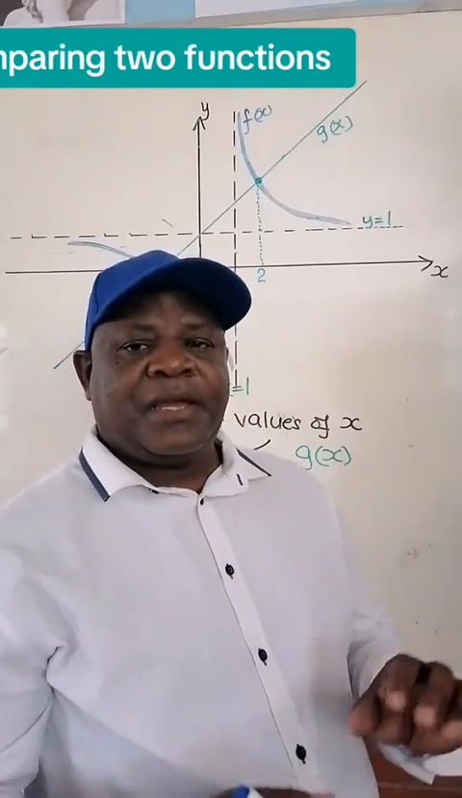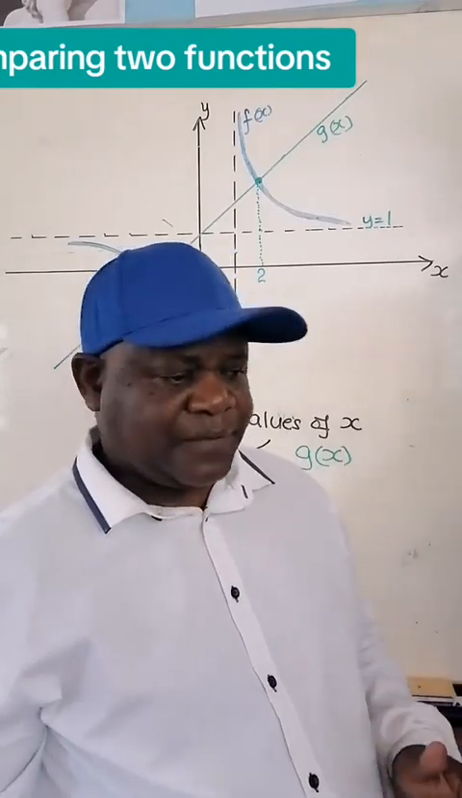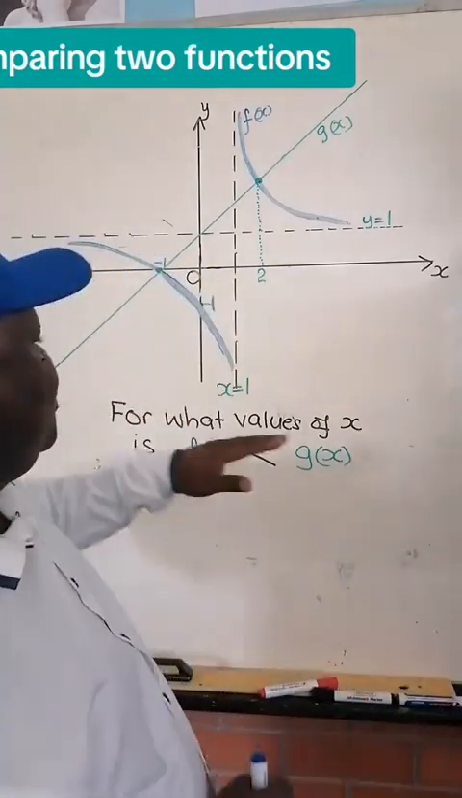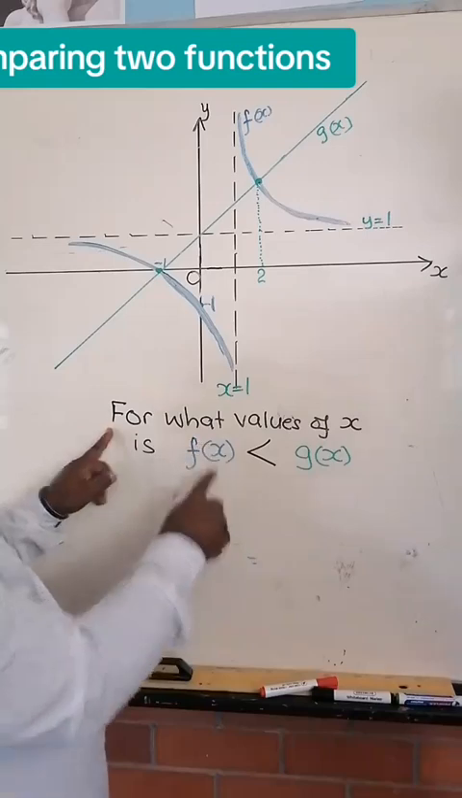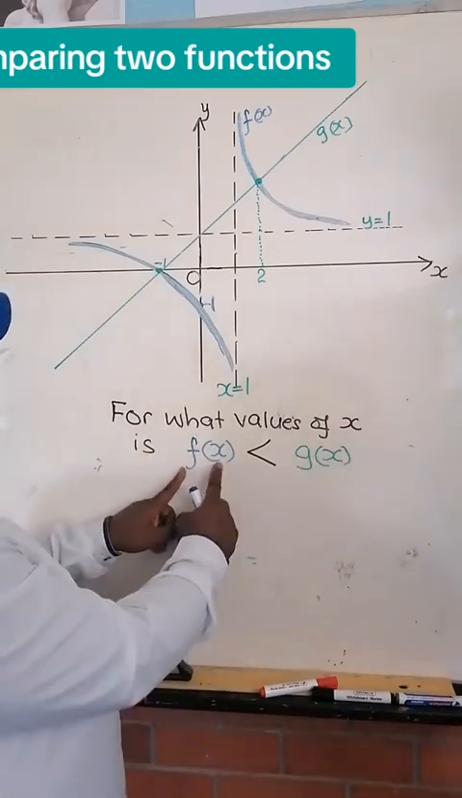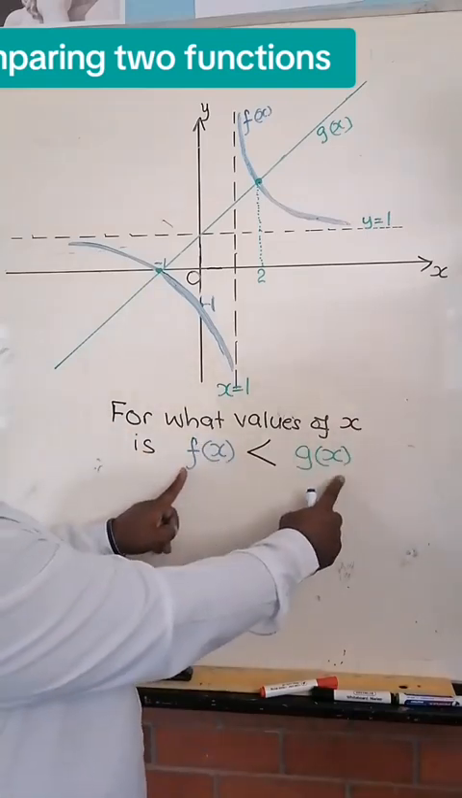Good day. Comparison of two graphs. Let's suppose you want to find for what values of x is f of x less than g of x.